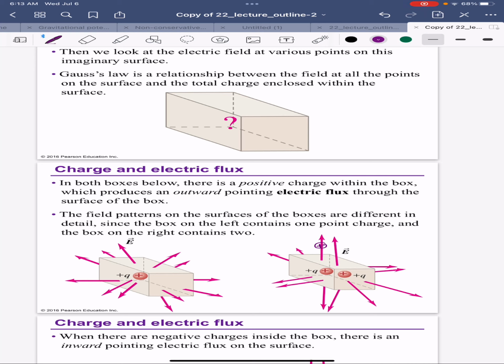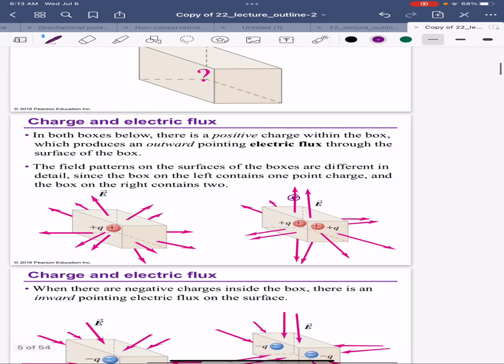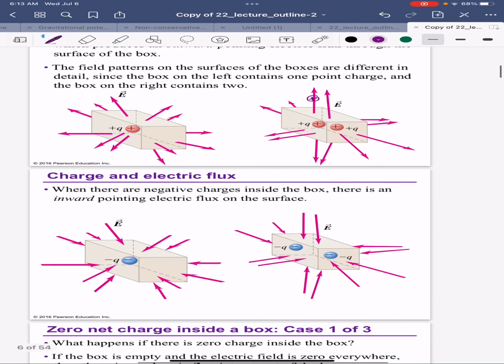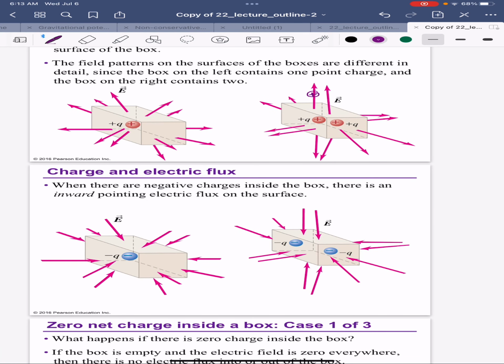The field patterns that we have in these boxes are different in detail, since the box on the left contains only one charge and the one on the right contains two charges. Therefore, every point here is going to feel the effect of two fields, while this one is going to have only one charge. Also, if we have negative charges inside these boxes, there is an inward electric field, because if I place a positive test charge here, it will be attracted.